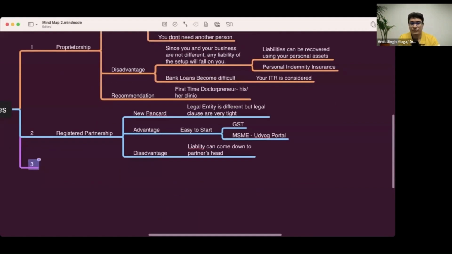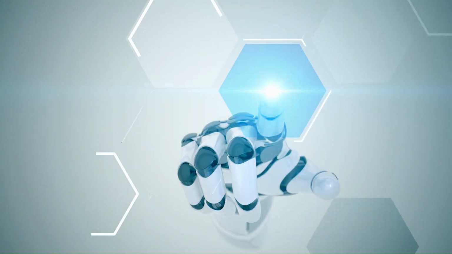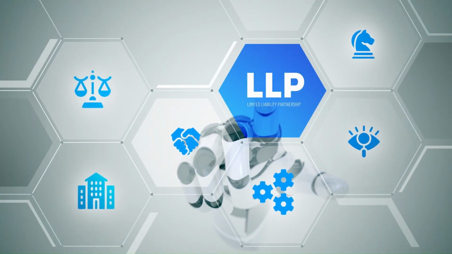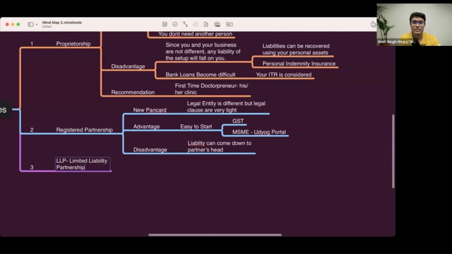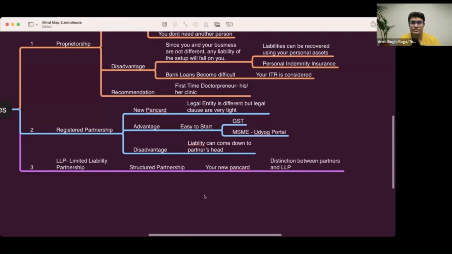The third option, if you want to do a partnership, is to do it with an LLP, limited liability partnership. This is a structured form of partnership, very good, and legally valid internationally also. In the US or Europe, it is called LLC, limited liability company. It is a structured partnership with very well defined clauses. You have a new PAN card, and there is a distinction between the business, the partners and the LLP. So there are two legal entities out there.